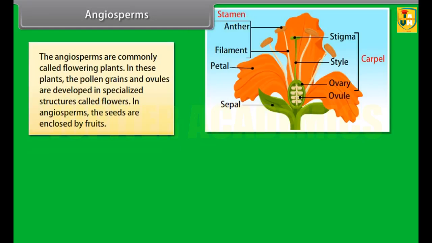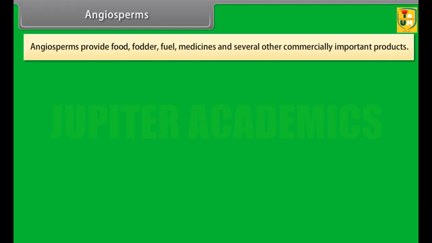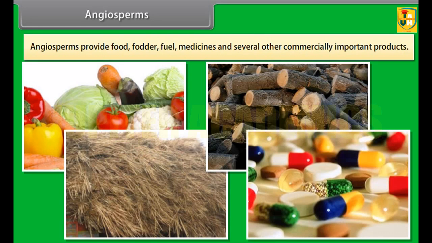The angiosperms are commonly called flowering plants. In these plants, the pollen grains and ovules are developed in specialized structures called flowers. In angiosperms, the seeds are enclosed by fruits. The angiosperms are a large group of plants occurring in a wide range of habitats. They range in size from microscopic Wolffia to tall trees of Eucalyptus over 100 meters. Angiosperms provide food, fodder, fuel, medicines, and several other commercially important products. Angiosperms. Reproduction.